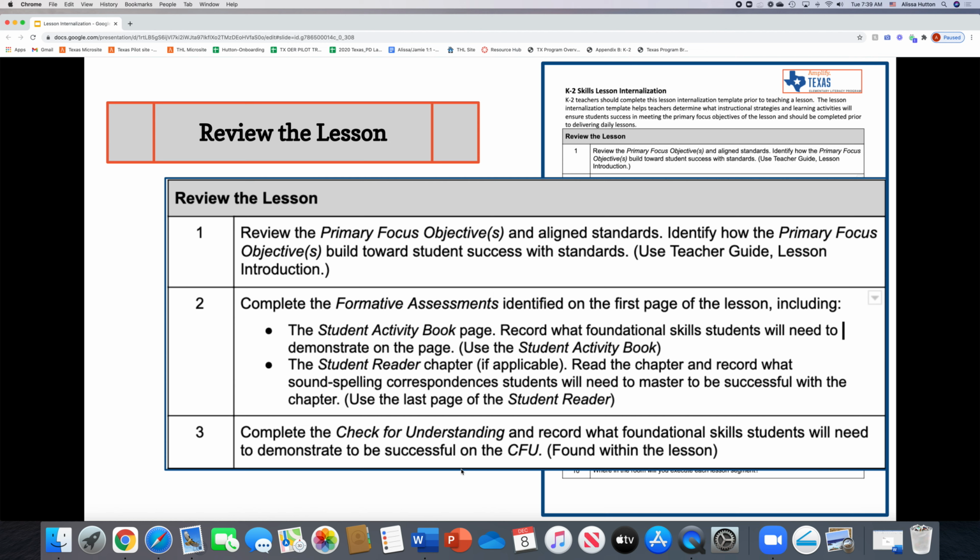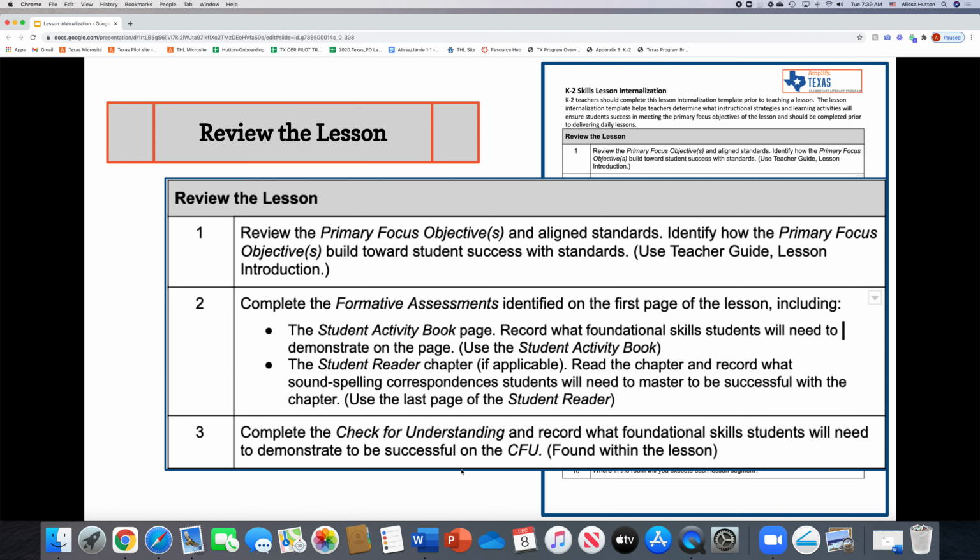The first is to review the primary focus objectives and align standards. Then we're going to identify how the primary focus objectives build towards student success with the standards. For this portion, we're going to be using the introduction in our teacher guide.